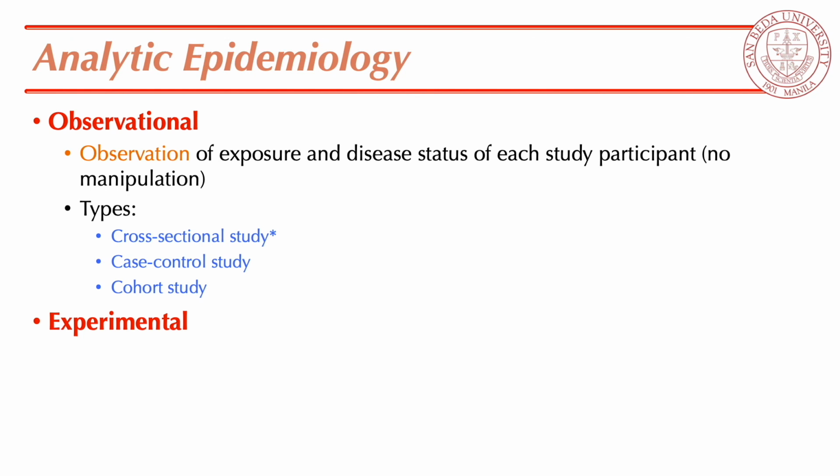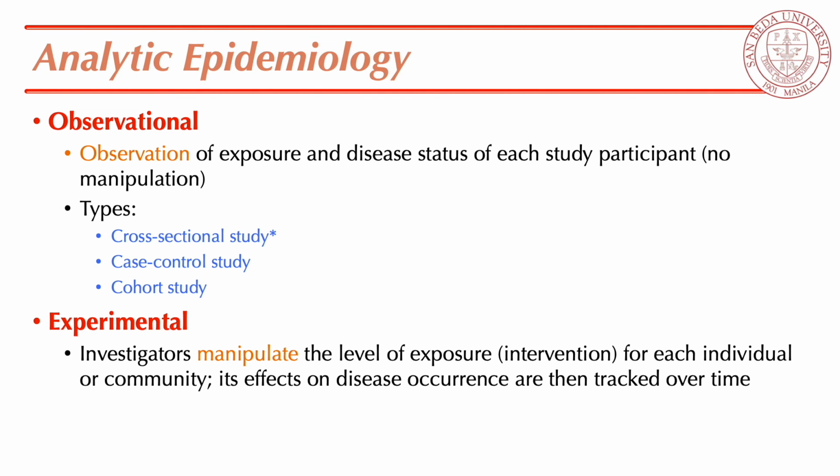Now, with experimental methods, on the other hand, investigators or researchers manipulate the level of exposure or intervention for each individual or community. Now, the effects of the different exposure levels or dosages on disease occurrence are then tracked over time, implying that research designs under this group are prospective in nature. In medical research, outcomes are not limited to disease occurrence. Outcomes such as cure rates, disease-free survival, time to disability, relapse rates, death rates, and so on and so forth can also be measured depending on the research objectives.